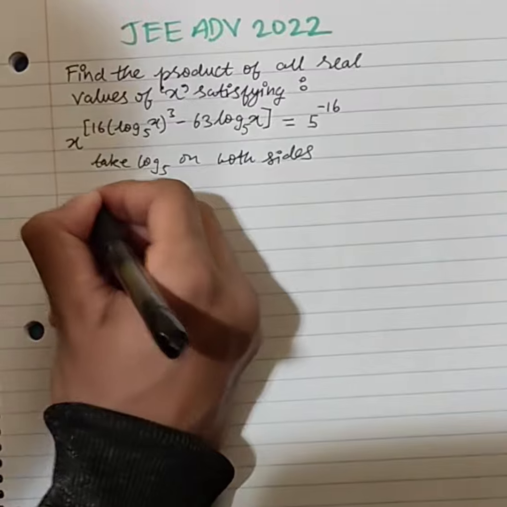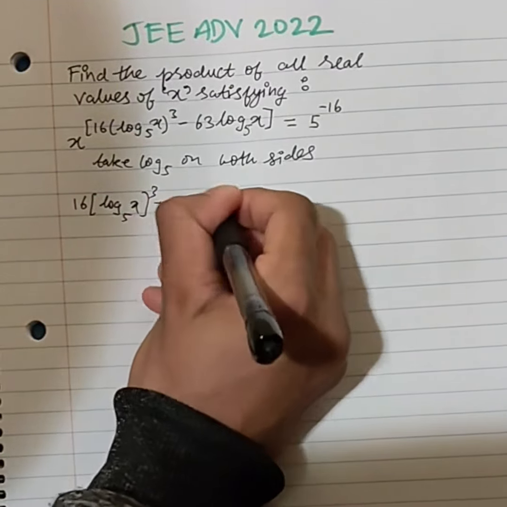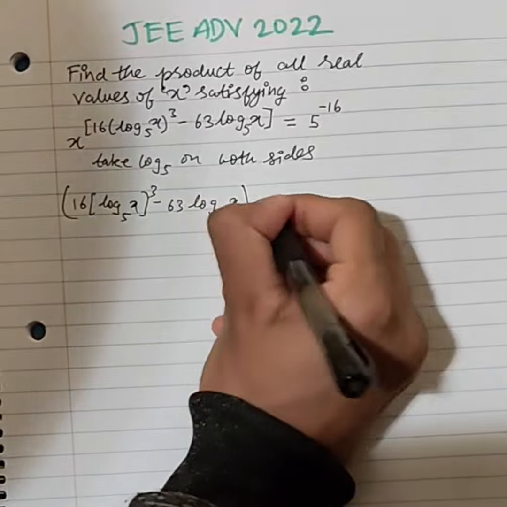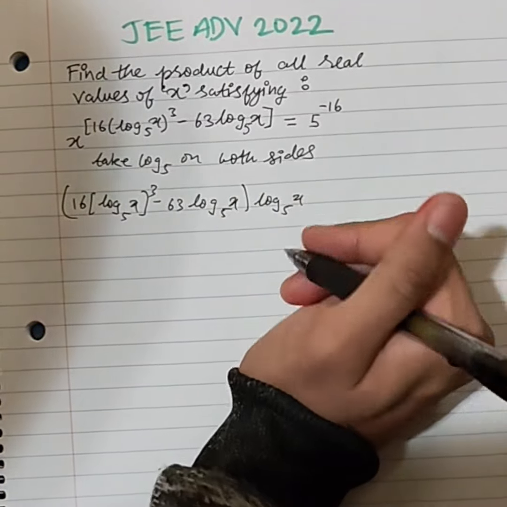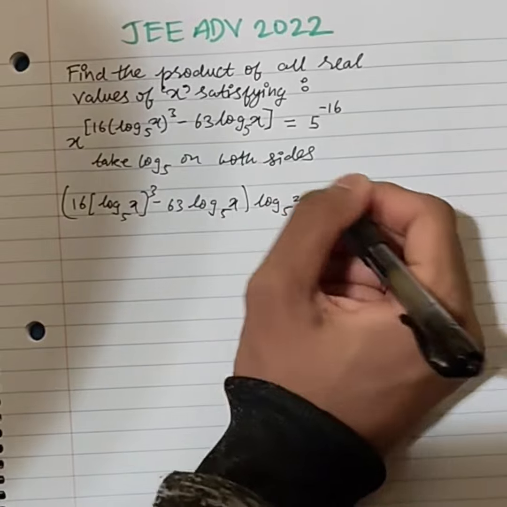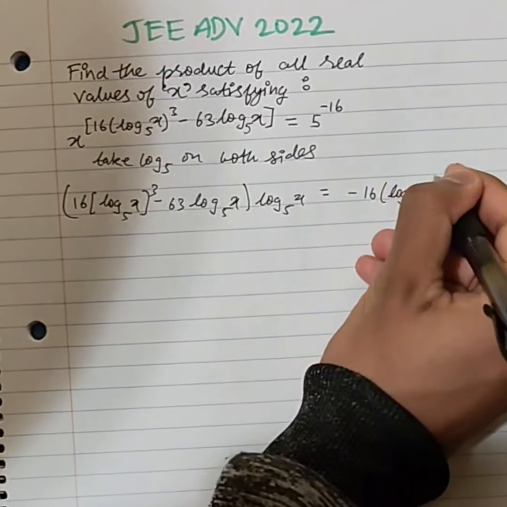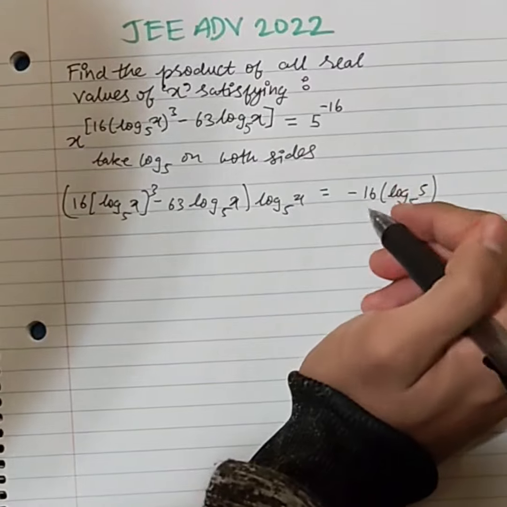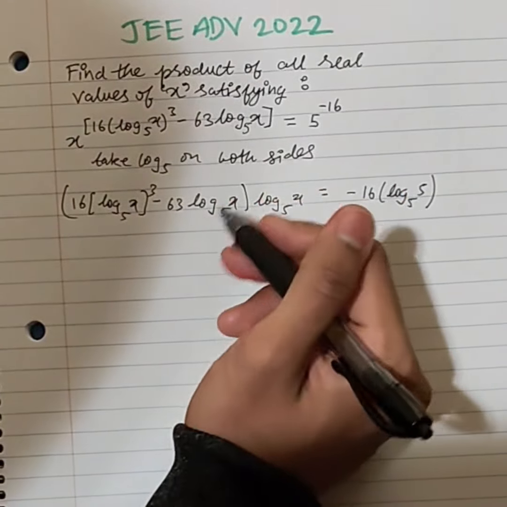essentially what we're doing is we're just making this 16 times log x to the base 5 cubed minus 63 log x to the base 5 times log x to the base 5, because you know the identity log m raised to power n is equal to n log m, and this basically just equates to negative 16 times log 5 to the base 5, and you know that this is just 1, so this whole thing just becomes negative 16.